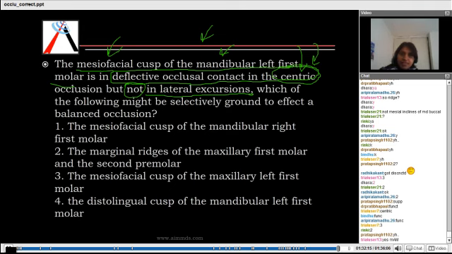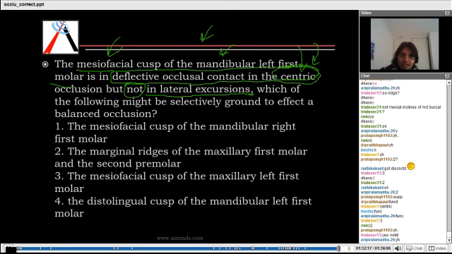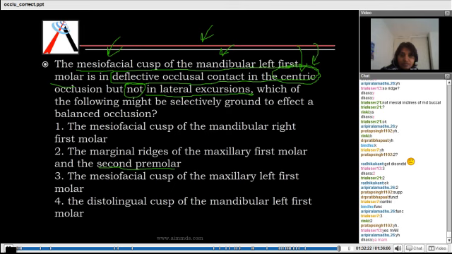Clear, guys? So you got the answer. Answer is 2: the marginal ridges of the maxillary first molar and the second premolar. So there are 2-3 things you need to know whenever we solve these questions. One is, try to know where the things are contacting. For that, if you are able to draw the diagram, see, this is the maxillary first molar. Where does your mandibular fit? Then it is the premolar and then the premolar. You should be able to draw that and imagine that.